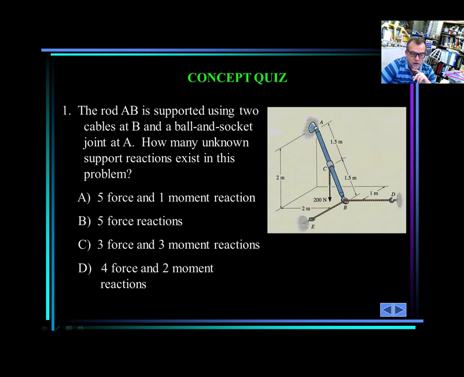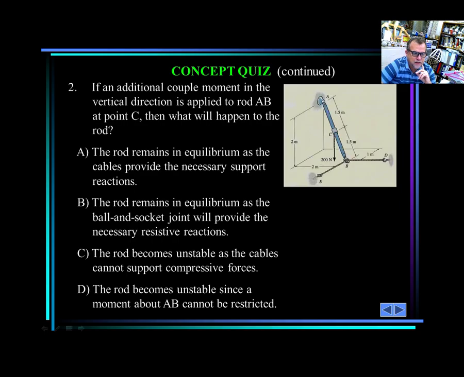There's no moment reaction. The only way that you could have a moment reaction is if any of the supports have a moment. What else is here? An additional couple moment in the vertical direction is applied at the rod AB at the point C. Where is the point C? C, here. Okay. A moment. And what happened to the rod? Well, the rod is gonna try to rotate like that, in that way, but probably these two are gonna keep it restricted in position.